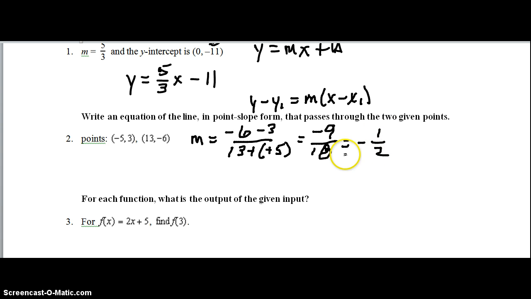That's our slope. Now we get to use one of these points. How about negative 5, 3? y minus my y value, because we're using this point. And we're going to plug in our slope, negative 1/2. And that's going to be x minus negative 5, otherwise known as x plus 5. And there is your equation that's in point slope form that passes through these 2 points.